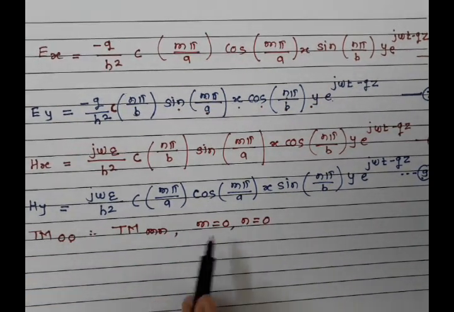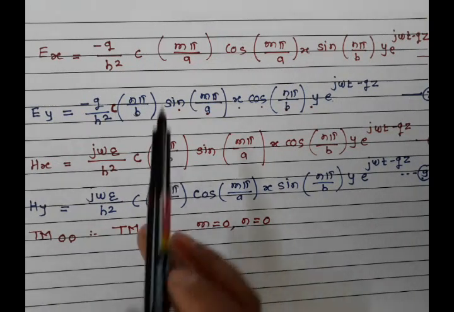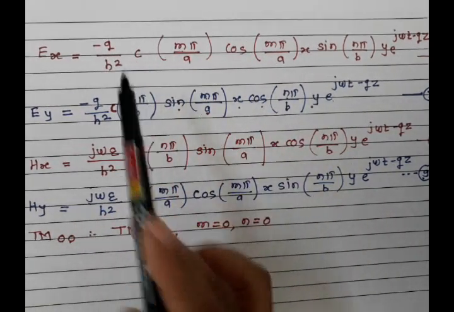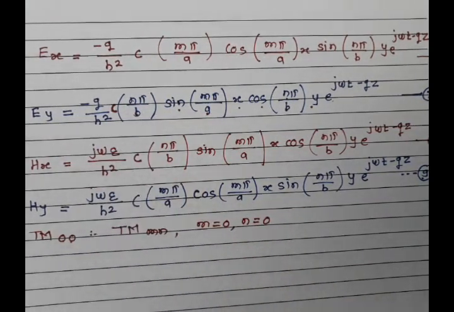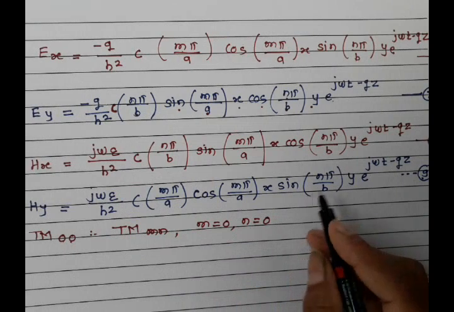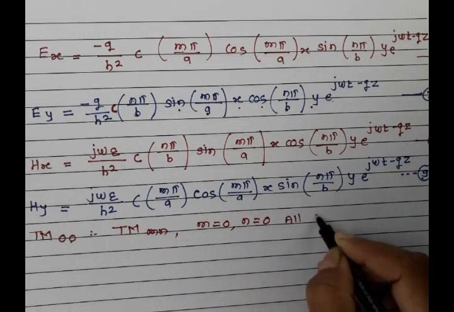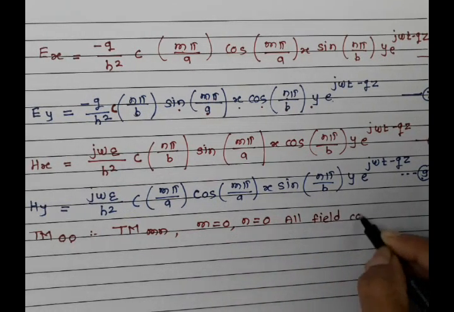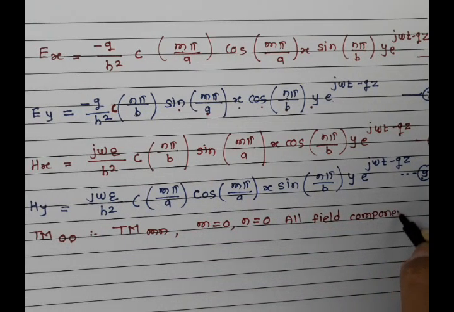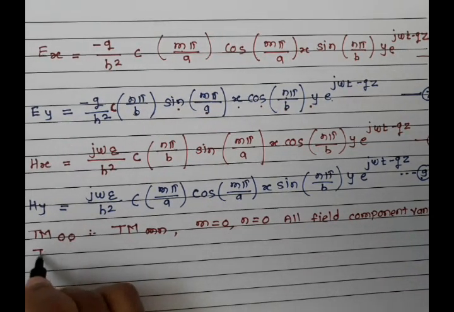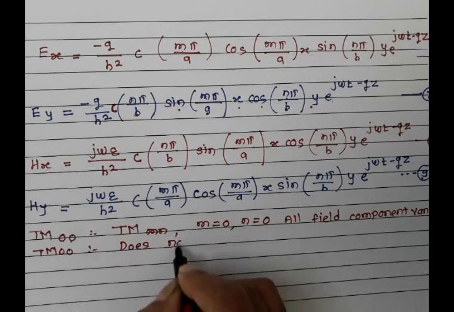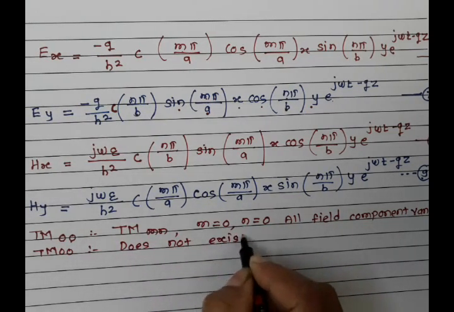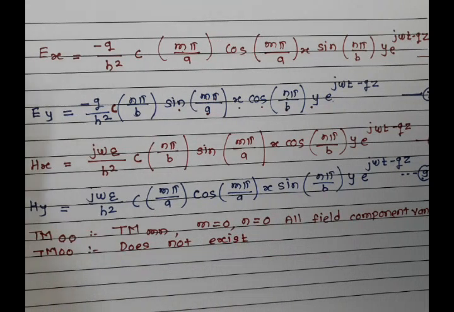If I put the values m is 0 and n is 0, the whole term will be 0. N is 0, this will be 0. Again n and m, both the terms will be 0. So all field components vanish. If all field components vanish, we can say this mode does not exist. So I can say TM00 mode does not exist. Now I'll find another mode. Which one is the other mode? I can say TM01 mode.